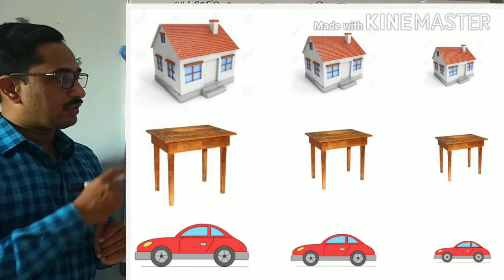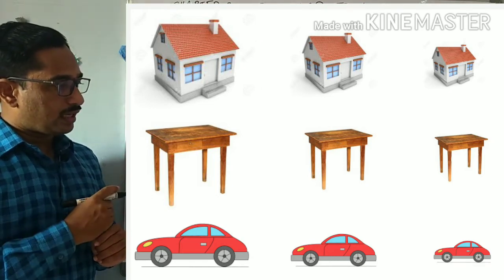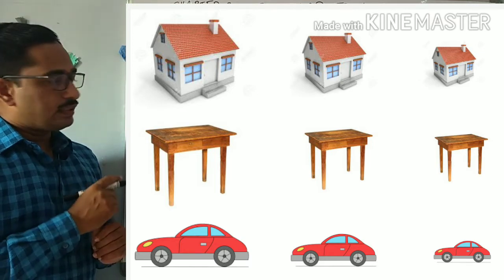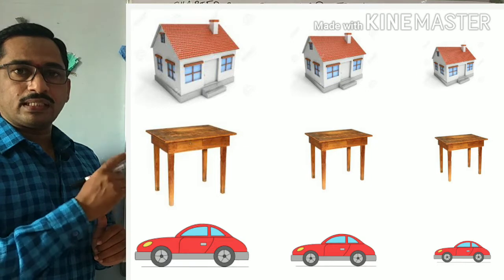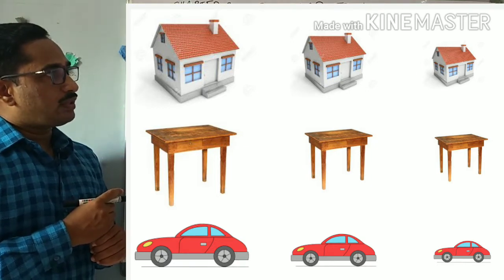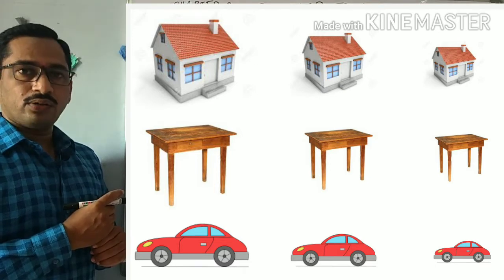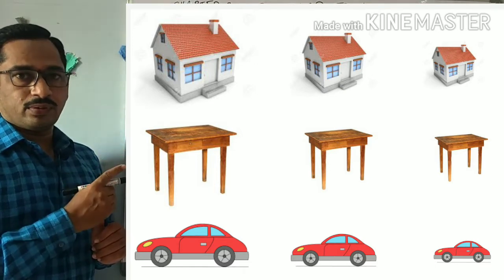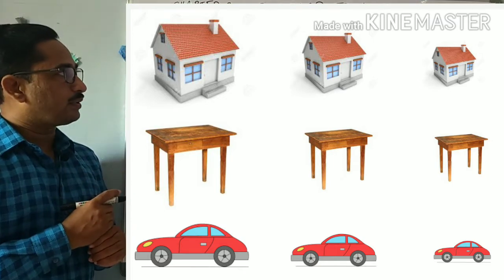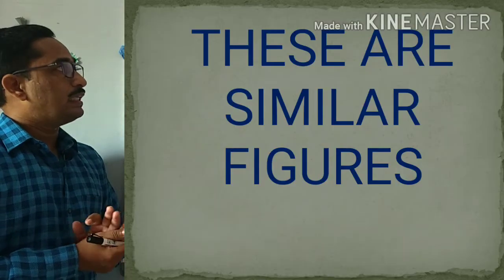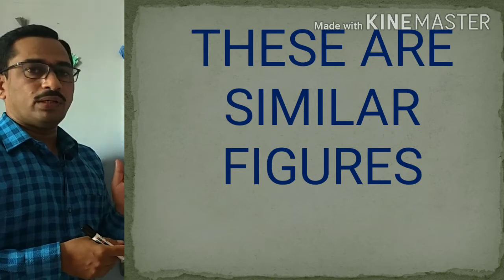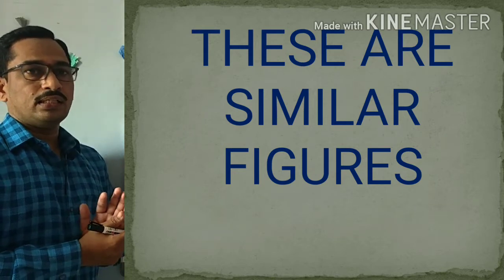Now similarly observe the third diagram, related to the car. All the cars' appearance is the same, means the shape is the same, but the sizes are in decreasing order. So here, in all the 3 images, what do you conclude? You can conclude that they are the same shape, but the sizes are different. These types of figures are known as similar figures. So similarity means the same shape but different sizes, known as similar figures.